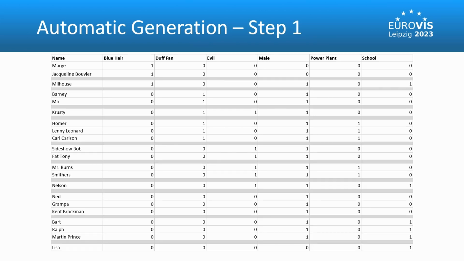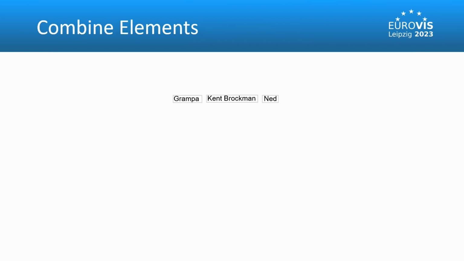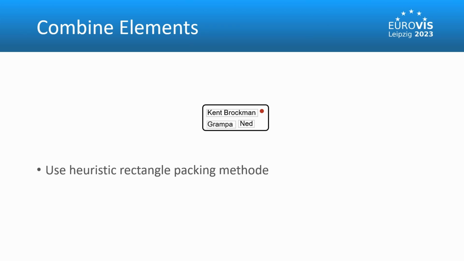In the first step, we combine all elements belonging to the same sets into element groups. We arrange the elements identified in the previous step belonging to the same sets into element groups. The elements should be combined in a preferably square bounding rectangle. We use a heuristic rectangle packing method to combine the elements into an element group.